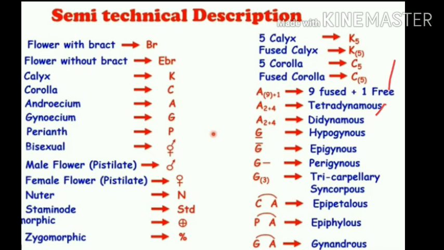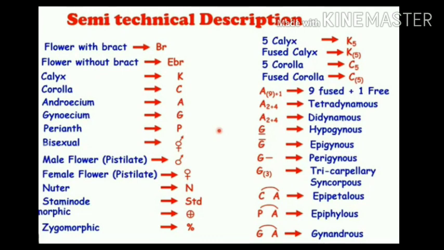Next, we represent G with a slash below, which is nothing but hypogynous, meaning superior ovary. Next, the inferior ovary is represented as epigynous. We give a line above the G, which means it is an inferior ovary. Perigynous is G with a slash, which I told you earlier is neither superior nor inferior, it is just an intermediate one, which is a perigynous flower. So it is represented like this.